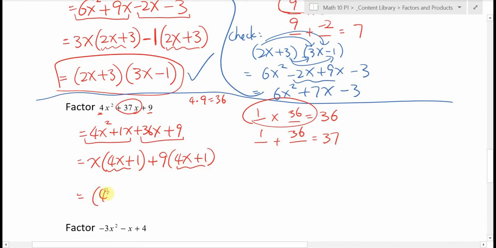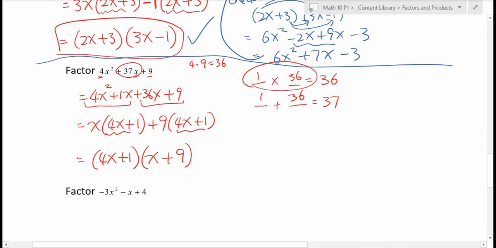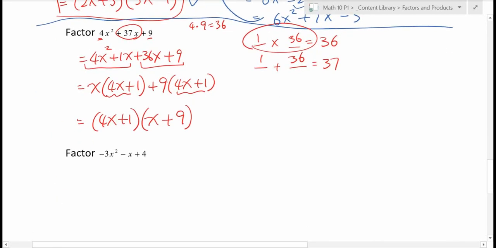Then we factor out the common factor of 4x plus 1, because we have two terms and both of them have 4x plus 1. If you factor it out from the first term, you should get x. If you factor 4x plus 1 out of the second term, you should get positive 9. And that's the answer. Okay, so I will let you try the third one here. Remember, you should always keep your x squared term positive. I'll give you a little bit of a hint. Your first step should be factoring out -1, okay?